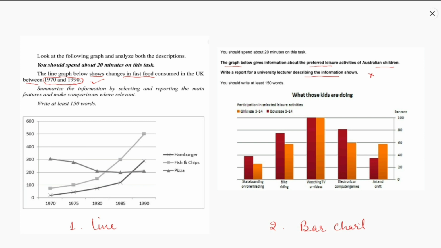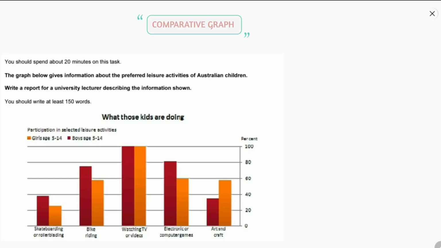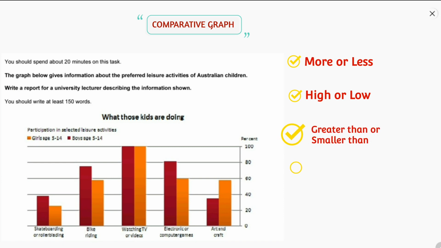Which shows that this type of chart is a comparative graph, right? For a comparative graph, the vocabulary that you're going to use is more or less, high or low, greater than or smaller than, maximum or minimum.